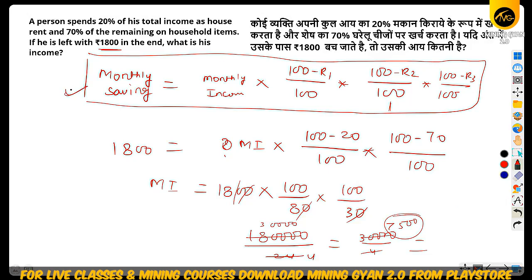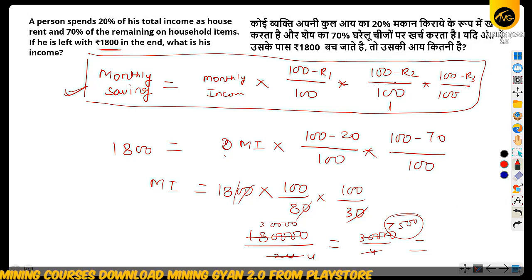So just follow the formula. Monthly saving is equal to monthly income multiplied by (100 minus the first expenditure, that is R1) divided by 100, and similarly multiplied by (100 minus R2) divided by 100. You can go with 100 minus R3, 100 minus R4, 100 minus R5, like this.